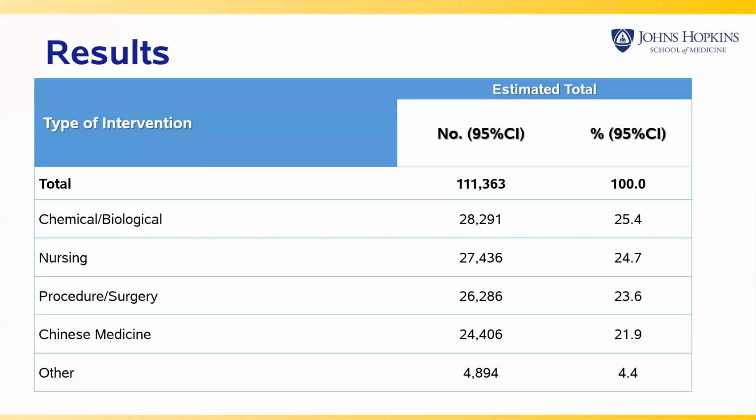We estimated that in 2019, 111,363 RCTs from China were published. These RCTs could be divided into 4 quarters according to the experimental interventions: chemical or biological, nursing, procedure or surgery, and Chinese medicine.